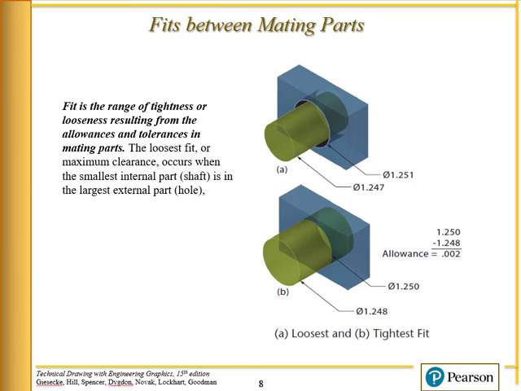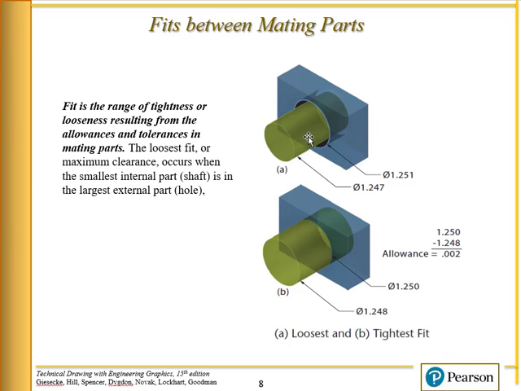Okay, so here's about the fit between mating parts. This is a shaft and a hole. A fit is the range of tightness or looseness resulting from the allowances and tolerances of mating parts. So what we're saying here is we have these two parts, and these two parts are made with their tolerances. So how are these parts going to fit together when you put them together?